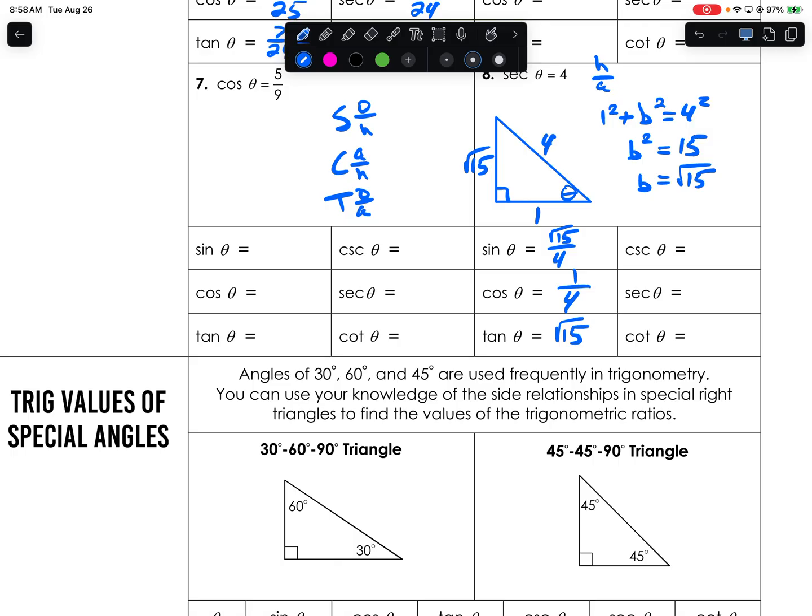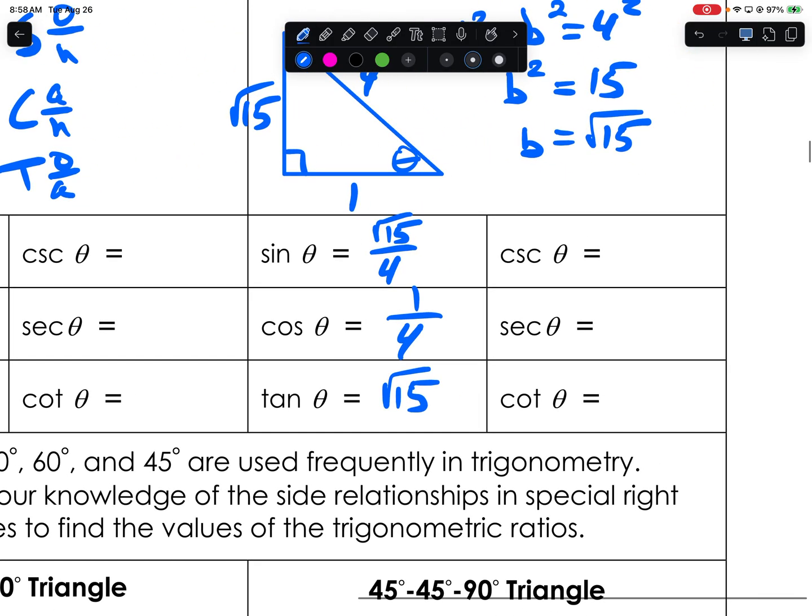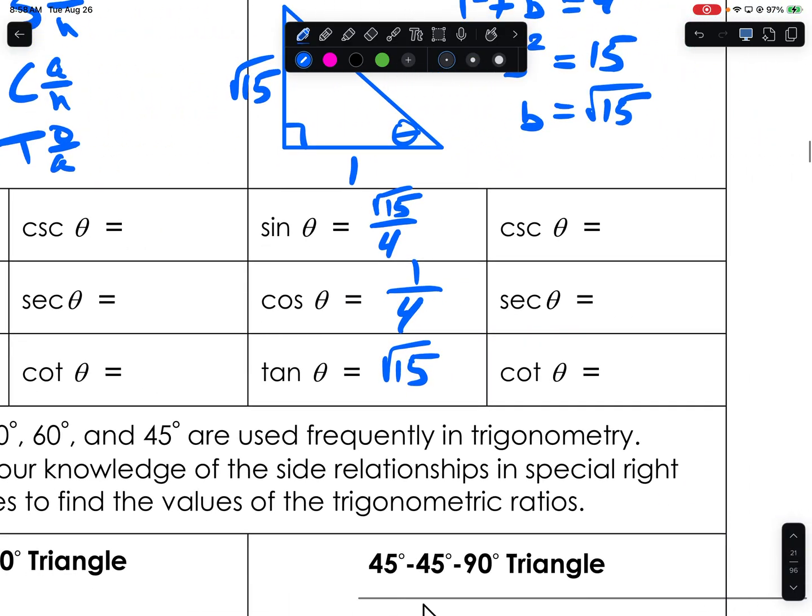Then I have to flip it over here, because cosecant is just the reciprocal of sine. So I write 4 over root 15.